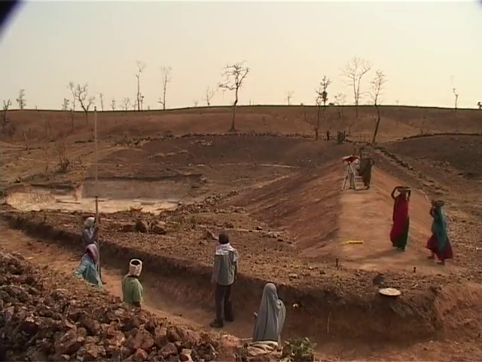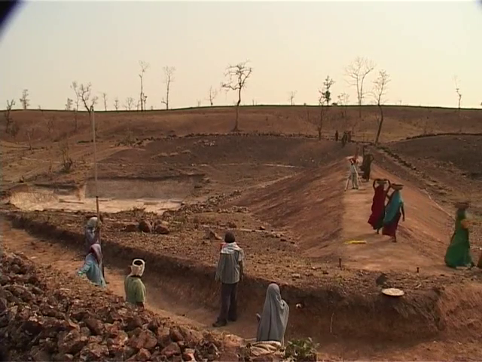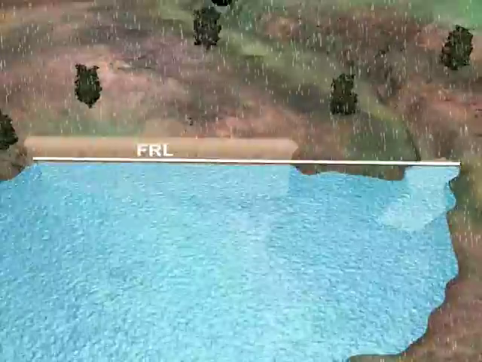We must be careful to check that the base of the exit is indeed at the full reservoir level.